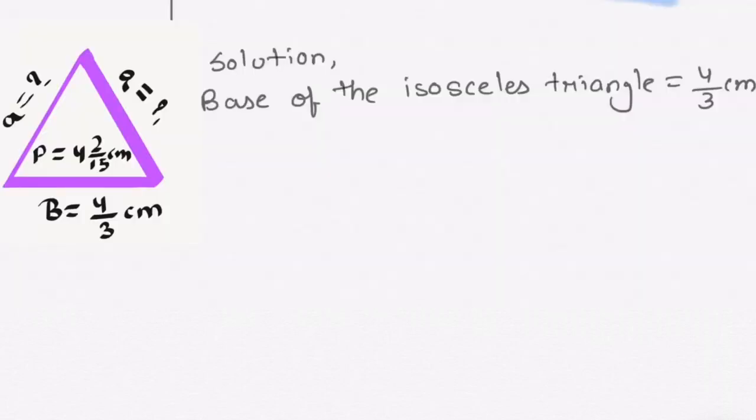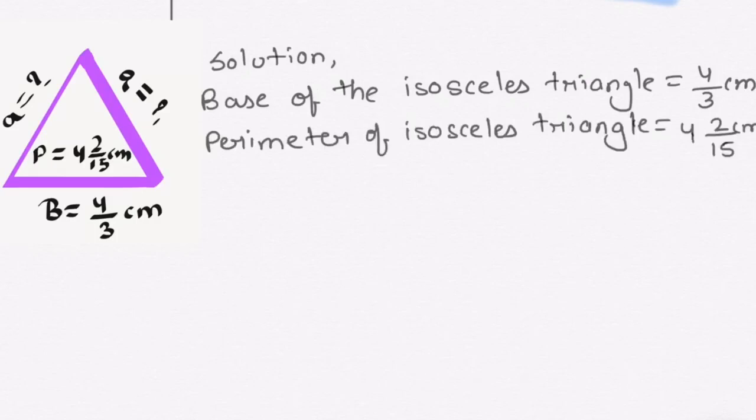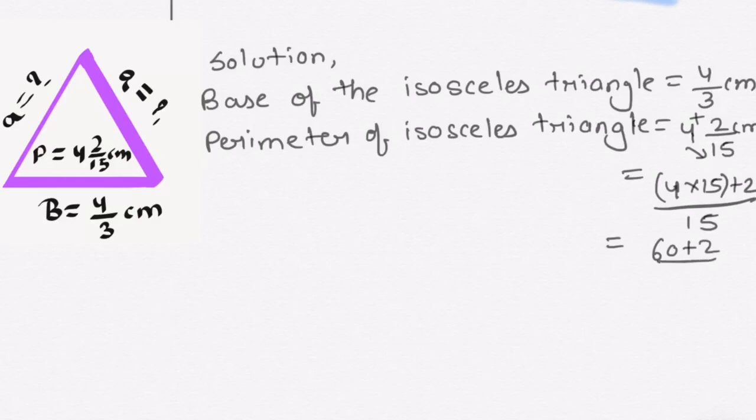So, what is the given data? Base of the isosceles triangle is 4 upon 3 cm. Perimeter of the isosceles triangle is the mixed fraction 4 and 2 upon 15 cm. We are going to convert this mixed fraction into an improper fraction. How do we do that? Multiply the whole number with the denominator and then add the numerator. So 4 into 15 plus 2, upon the denominator, that is 15. 4 15s are 60, plus 2 upon 15. 60 plus 2, 62 upon 15. So 62 upon 15 cm is the perimeter of the isosceles triangle in the form of an improper fraction.